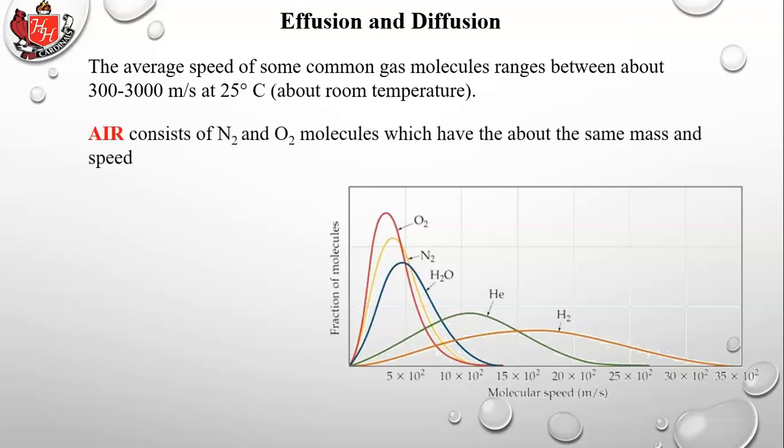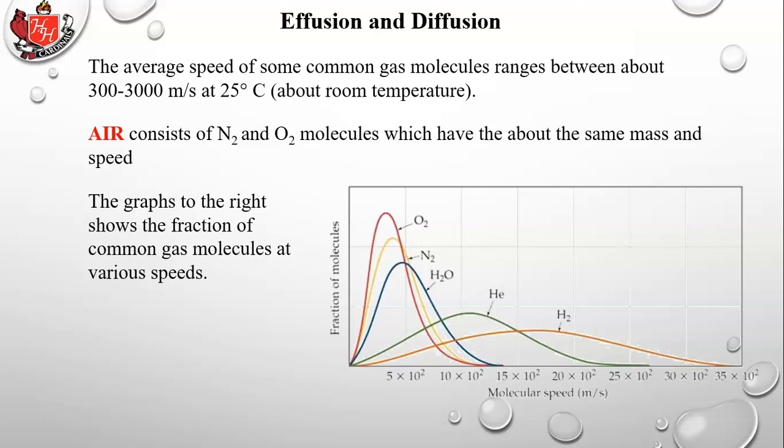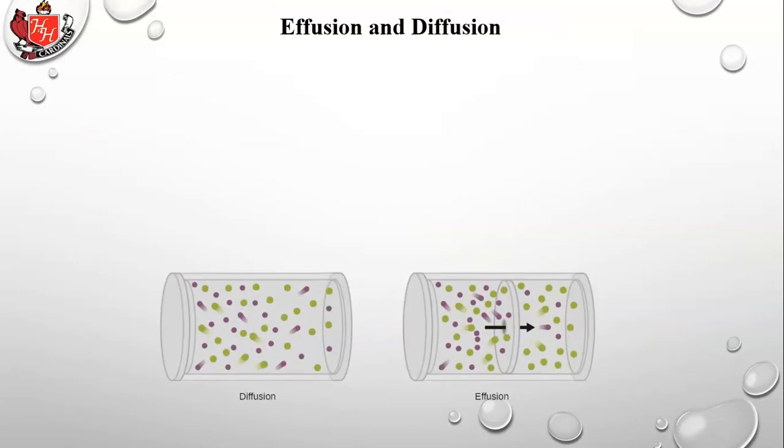So air consists of N2 and O2 molecules, which have about the same mass, 32 for O2, 28 for N2. And therefore they have close to the same speed, not quite. The graph to the right shows the fraction of common gas molecules at various speeds.